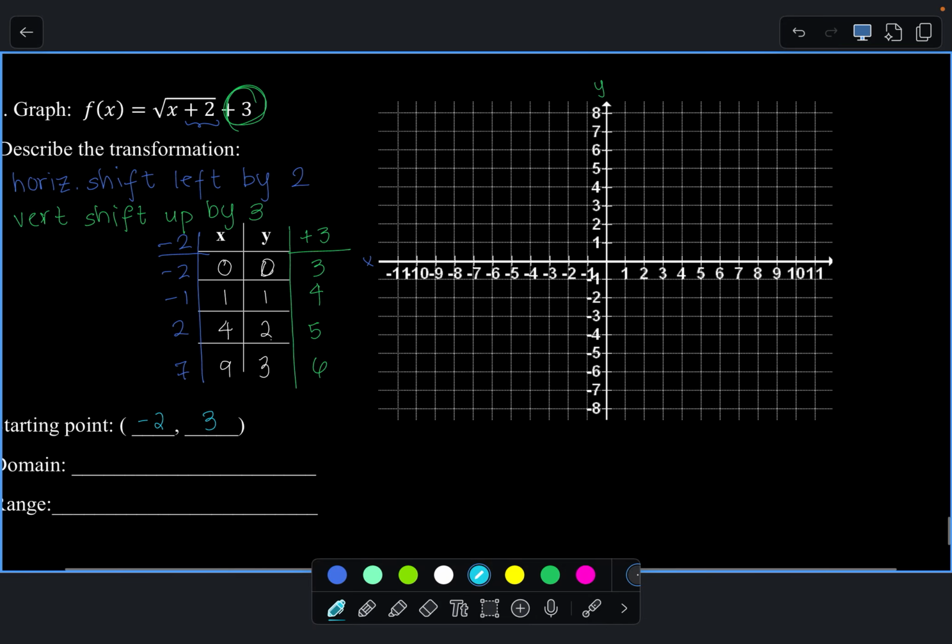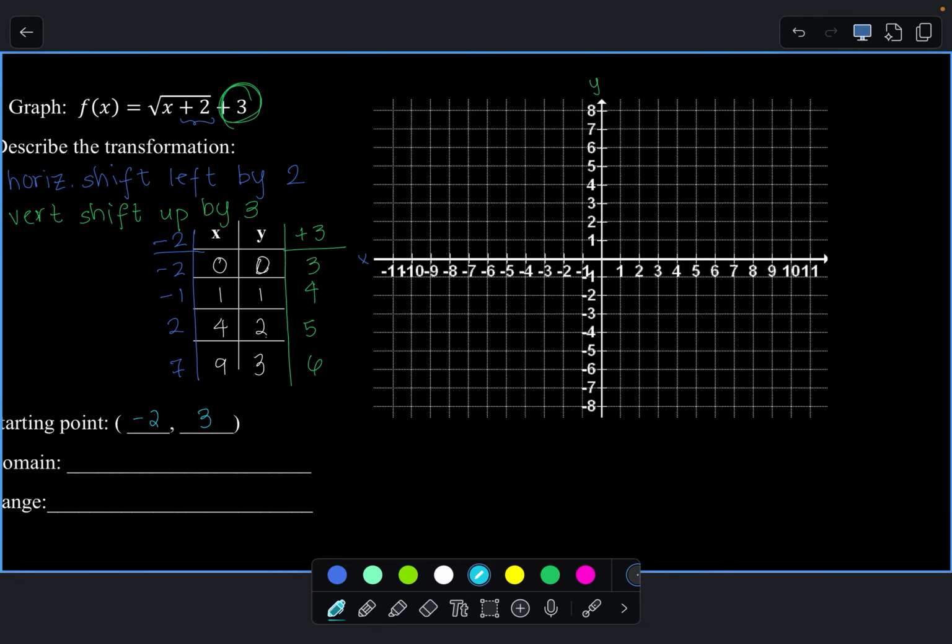And we're going to plot these points, negative 2, 3, negative 1, 4, 2, 5, 7, 6. I'm going to go ahead and graph that curve. Notice that my starting point is at negative 2, 3. Nothing goes down or below. That's a romper room no-no. This is your starting point. Nothing goes beyond that except your next points above and to the right.